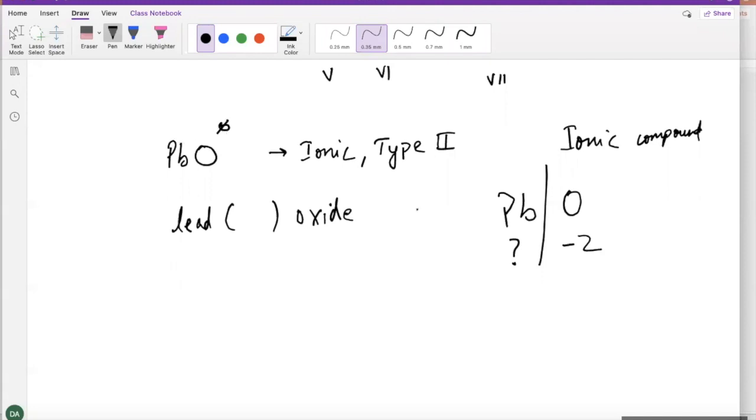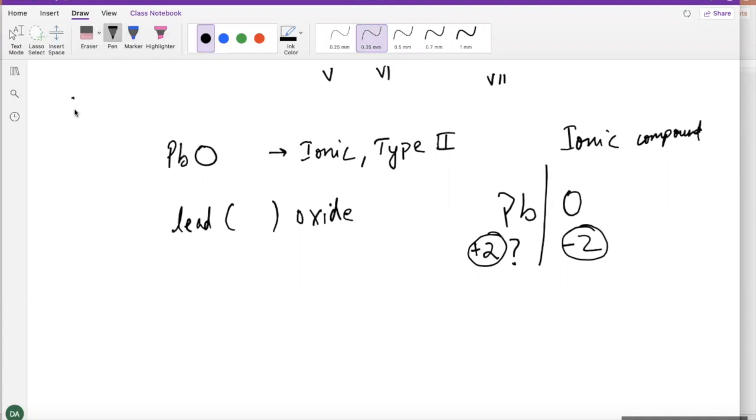Okay, so now the question is, if this thing is -2, then what do you think the charge of this side is going to be? If you guys can tell, it should be a +2 charge. Because if you have a +2 charge and a -2 charge, these total to 0. And that's why PbO does not have any charge here. When you don't see any number, that means there's no charge, okay?